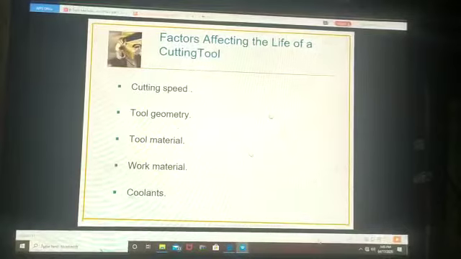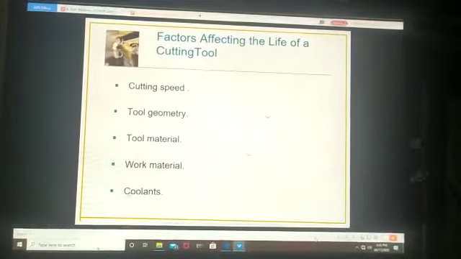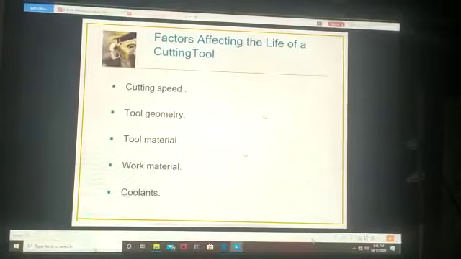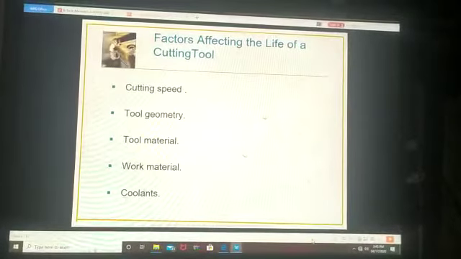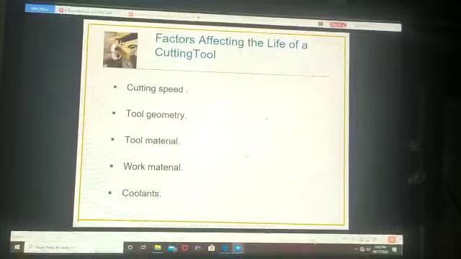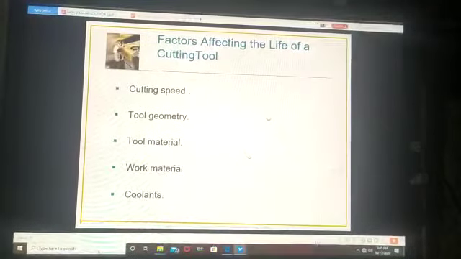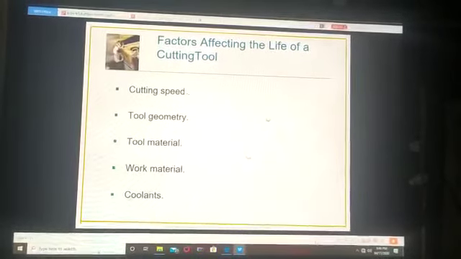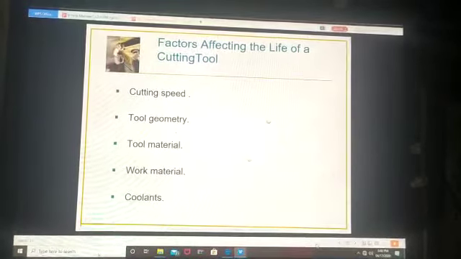The next factor affecting tool life is coolant. If we use coolant or lubricant during the cutting operation, the lubricant increases the tool life.